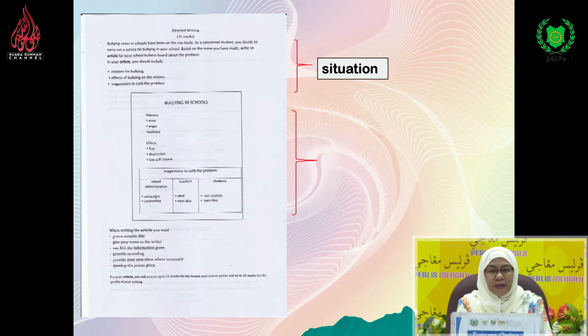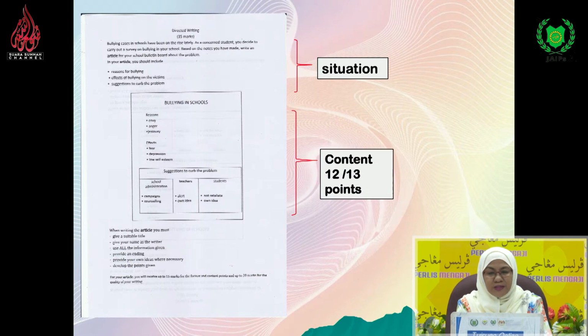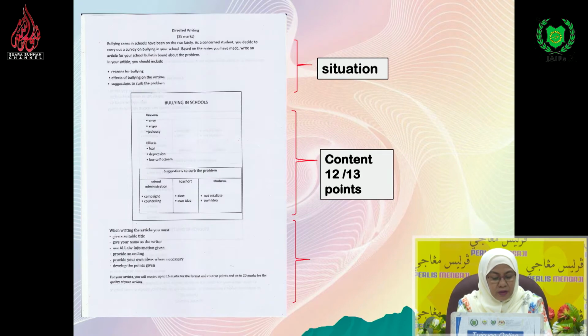The second part, I like to call it the content. The content usually has 12 or 13 points, which carries 12 or 13 marks. And the third part of the question paper is what I like to call the format. In this part, the format is clearly stated. That is why you do not need to memorize the format of, for example, an article, a speech, or a report, because the format is given clearly in the third part of the question. You know exactly what to write for the format.